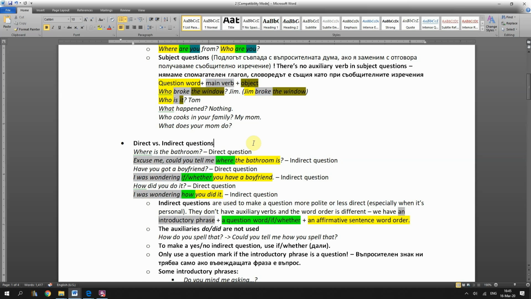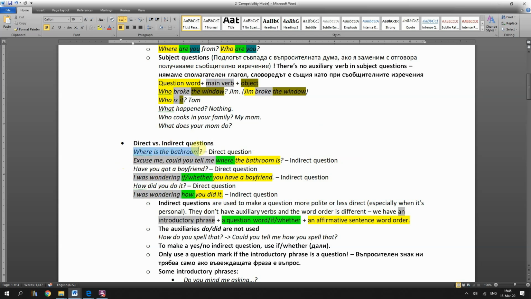But if we're asking a question which is maybe a bit personal, we don't want to offend the other person, we want to be polite, then we need to make an indirect question. Трябва ни въпрос, който не е толкова директен, за да бъде по-учтив, да е по-формален и по-учтив в случай, че задаваме въпрос за, например, лична информация.